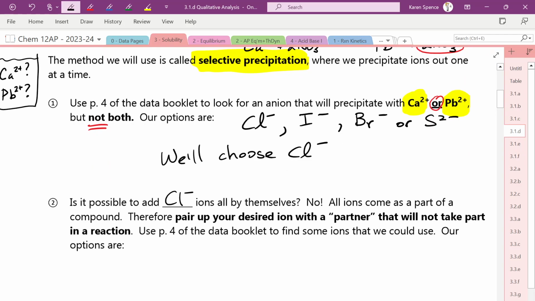Chloride ions all by themselves. No, all ions come as part of a compound. So you need to pair up your desired ion, in this case the chloride, with a partner that will not take part in a reaction. You want to pair it up with a spectator ion. Yes?